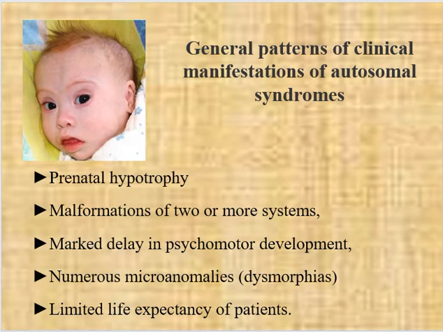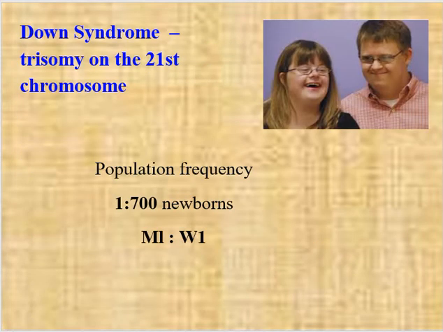General patterns of clinical manifestations of autosomal syndromes. Prenatal hypotrophy, malformations of 2 or more systems, marked delay in psychomotor development, numerous microanomalies, limited life expectancy of patients.